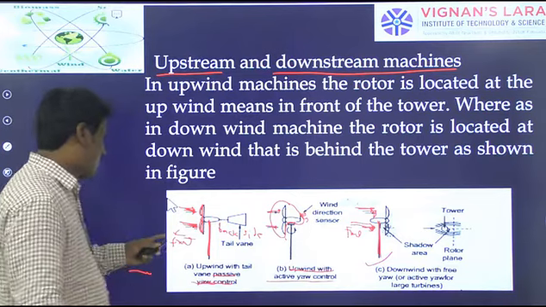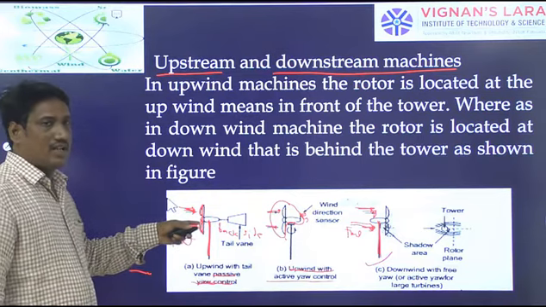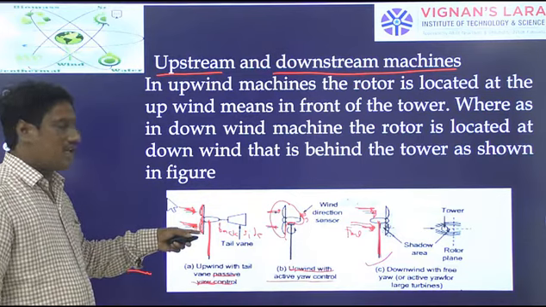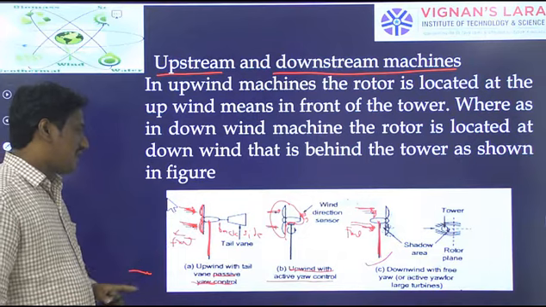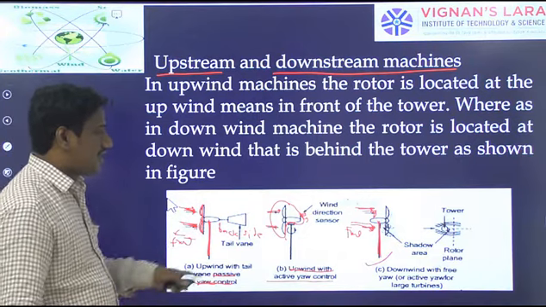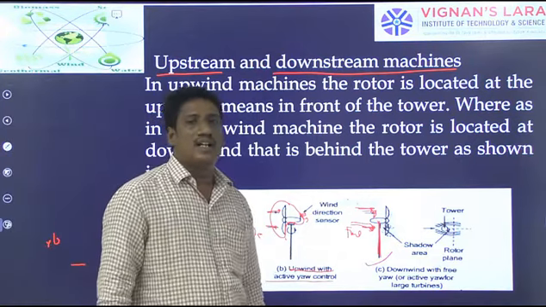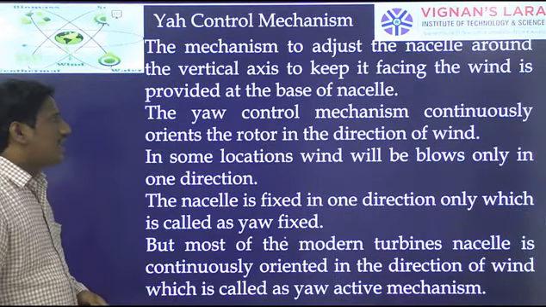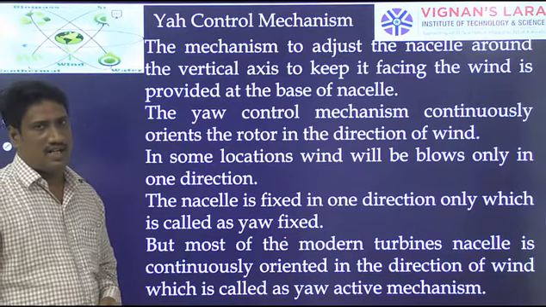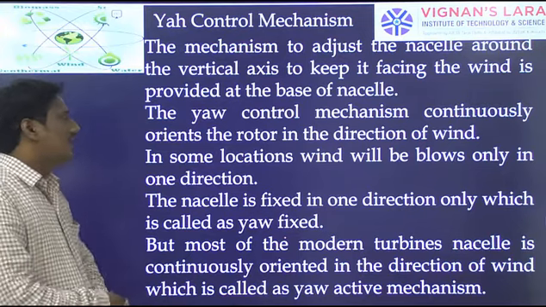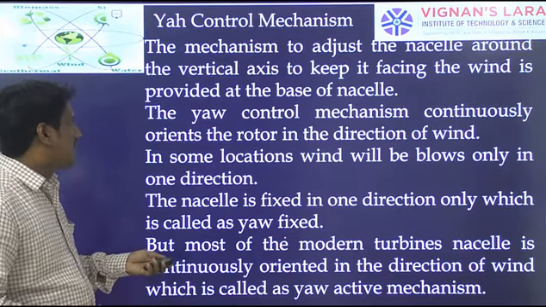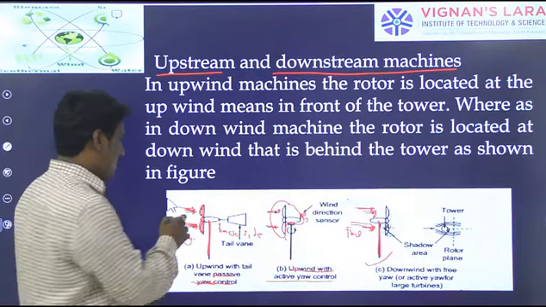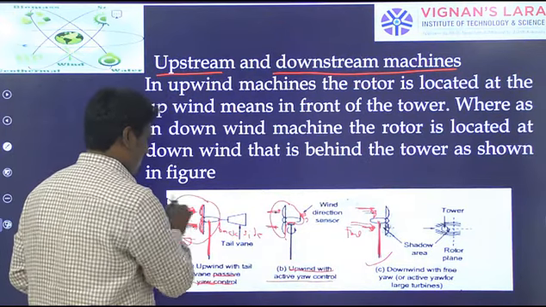Or if the wind blows on the front side of the nacelle, or the front side of the fan, you can say that will be upwind machines. Like this you can define. Next, the yaw control mechanism. Yaw or nacelle, you can say that.